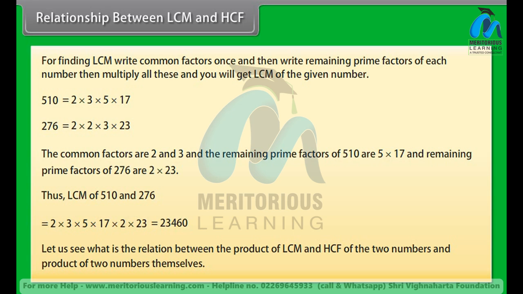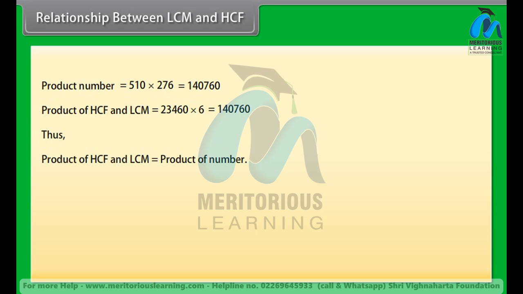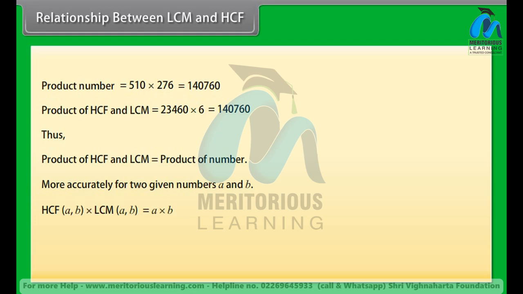From the above discussed example, the product of the numbers is equal to 510 into 276, which equals 1,40,760. Product of HCF and LCM is equal to 23,460 into 6, which is 1,40,760. Thus, the product of HCF and LCM is equal to the product of the numbers. More accurately, for two given numbers a and b, HCF(a,b) into LCM(a,b) is equal to a into b.